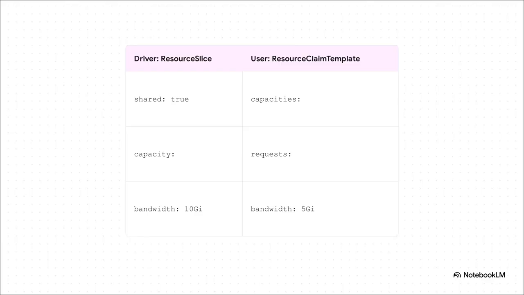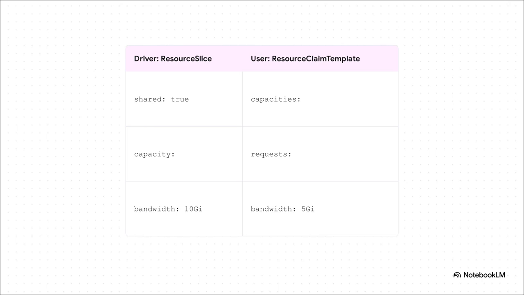And this whole system works as a clear, two-sided contract between the driver and the user. On the left, we have the driver's resource slice. You can see it's advertising a device named ENP0S10 and has set shared true. Critically, it also declares a capacity, in this case, bandwidth, 10 Gi. So it's telling the cluster, I have 10 gigabits of bandwidth to share.